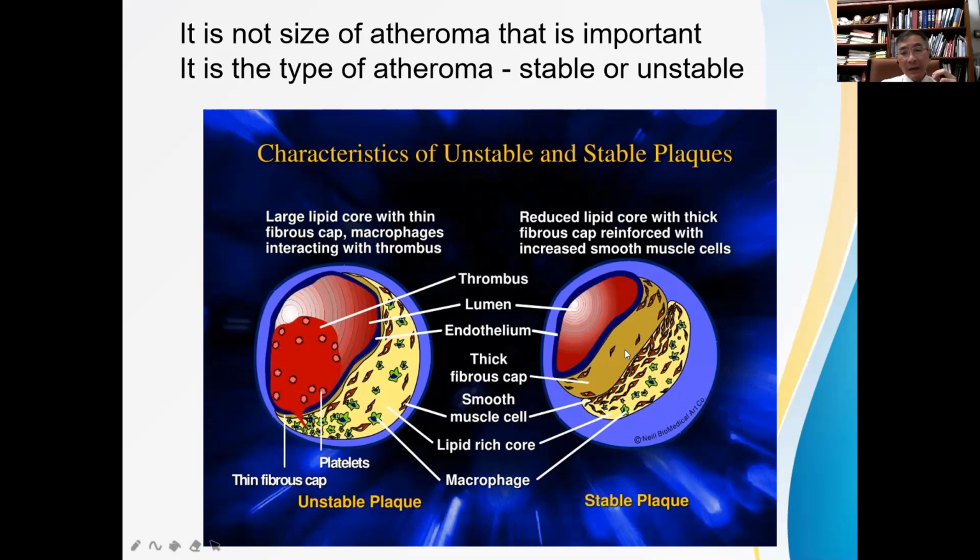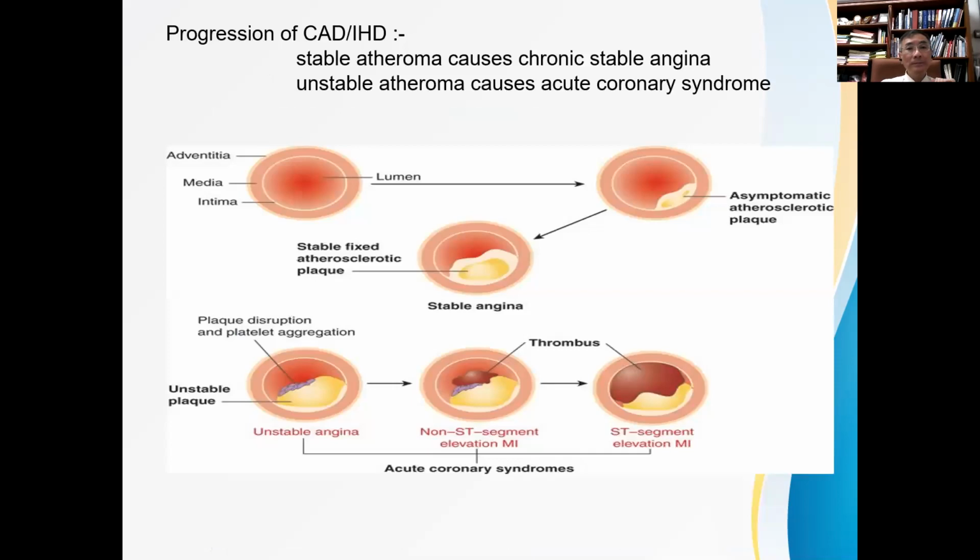On the other hand, a stable plaque has a thick covering, a thick fibrous cap, very little lipid in the atheromatous core, and fewer inflammatory cells, and so there is narrowing of the blood vessel, but there is no thrombus formation and no inflammation within the lipids. So for the progression of coronary artery disease, it is important to understand that a stable plaque causes chronic stable angina, while the unstable atheromatous plaque causes the acute coronary syndrome.